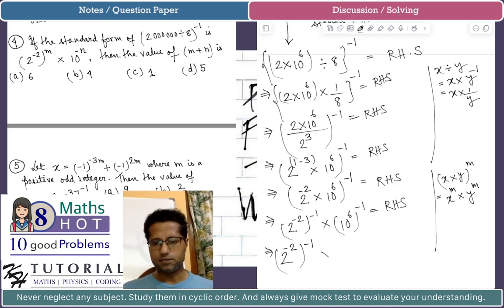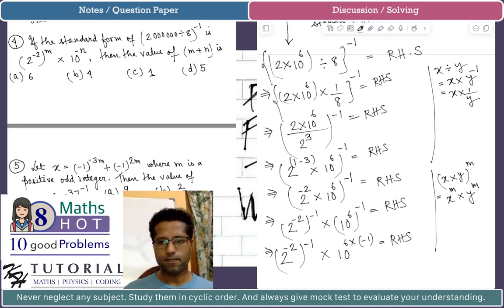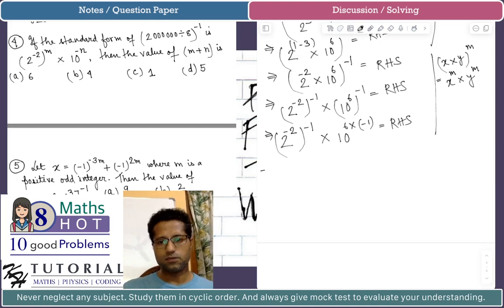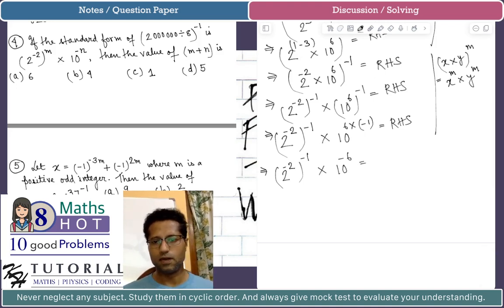So this 10 to the power 6 raised to the power minus 1, we can write it as 10 to the power 6 multiplied by minus 1, is equal to the right hand side. Okay. Now this implies 2 raised to the power minus 2, and then this whole raised to the power minus 1, multiplied by 10 to the power minus 6 is equal to, now let me write the right hand side which is given, which is 10 to the power minus 2 raised to the power m multiplied by 10 to the power minus n.